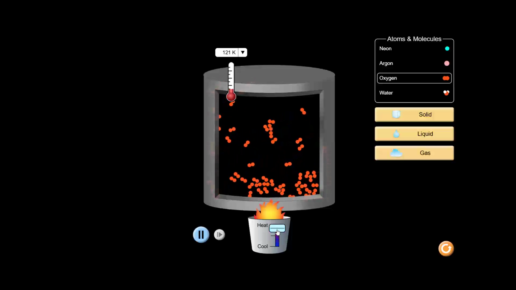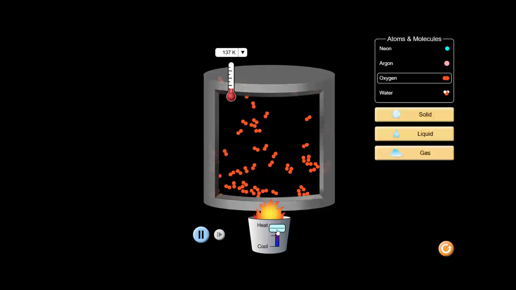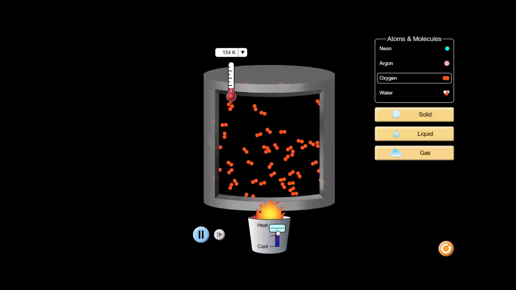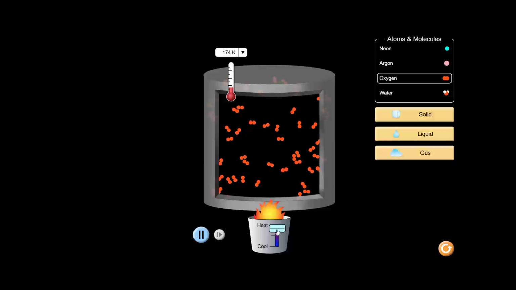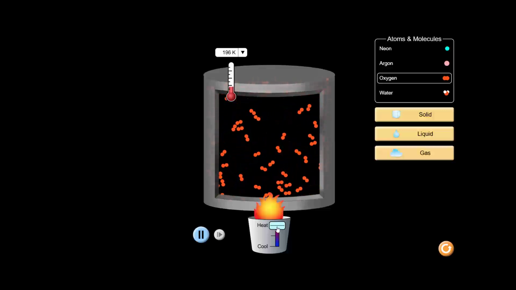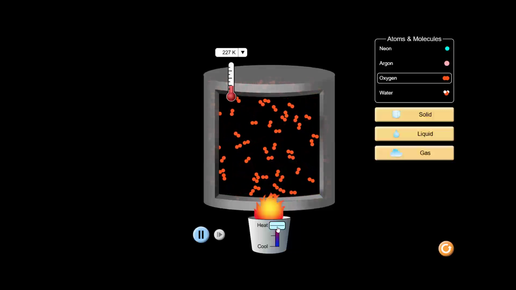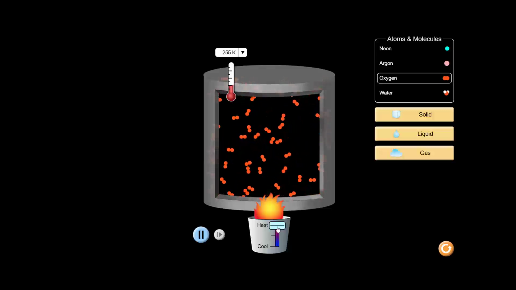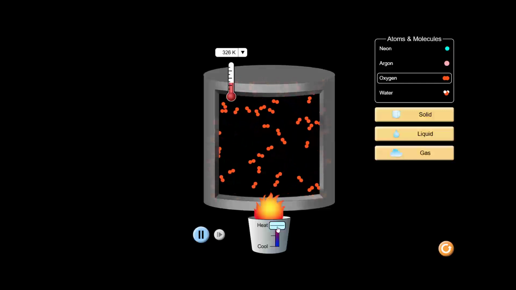If we were to heat this up further, let's see if we can bring it up to room temperature or above. As we heat, we're adding more and more kinetic energy to the molecules. And you can see that they're moving around a little bit faster. We also see that the propensity for them to stick together is lessened. As they have more kinetic energy, they tend to bounce off each other more elastically, and we get behavior that's more like an ideal gas.